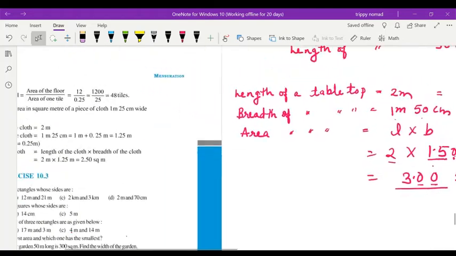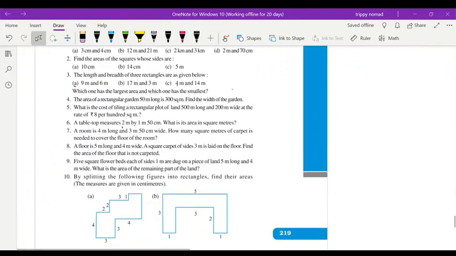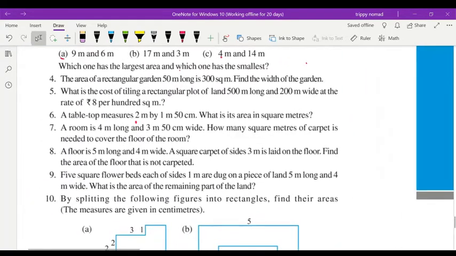Now question number 7. A room is 4 meter long and this 3 meter 50 centimeter wide. How many square meter of carpet is needed to cover the same way, children?